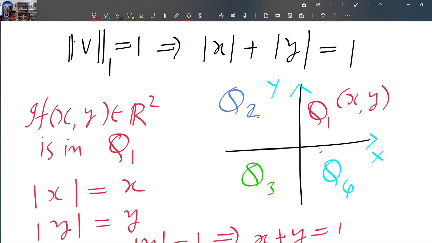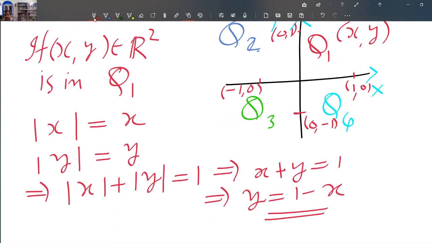So if you take this as the point (1, 0), if you take this as the point (0, 1), and if you take this as the point (-1, 0), and if you take this as the point (0, -1).